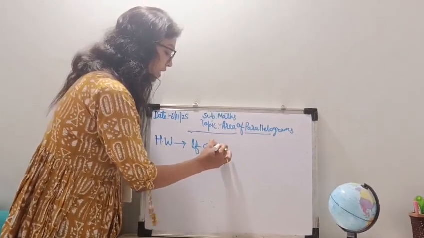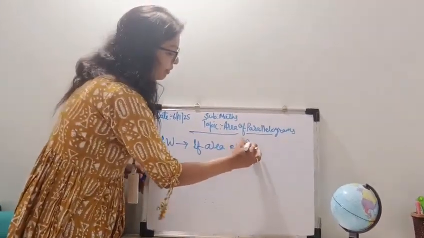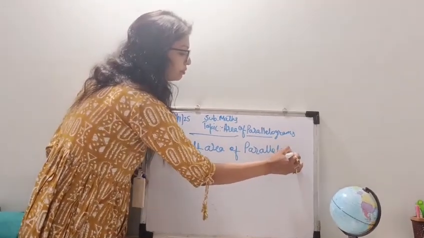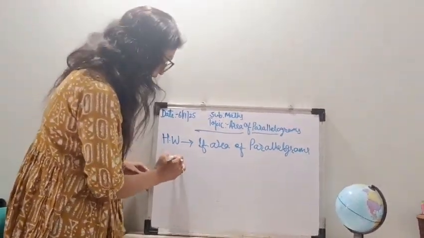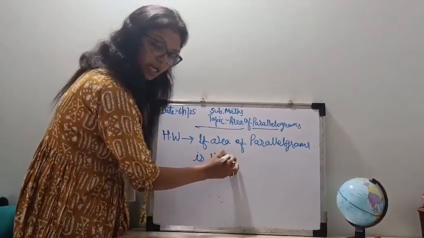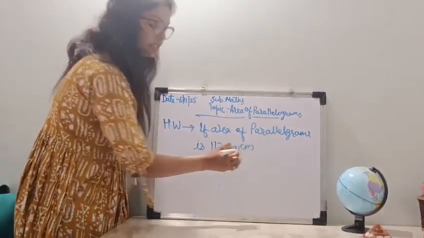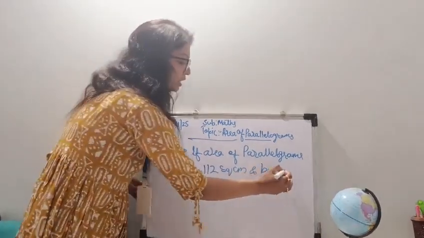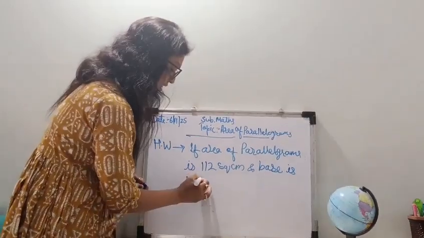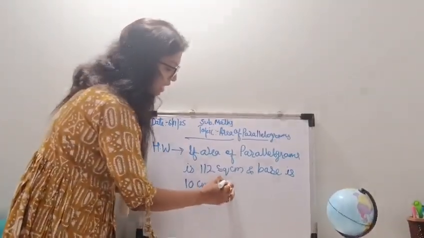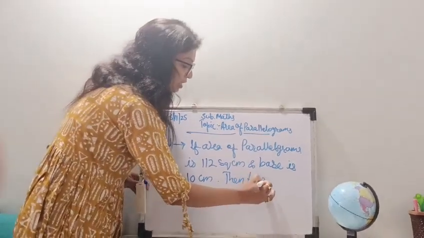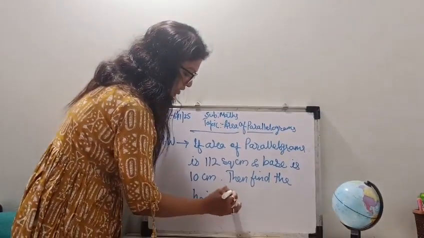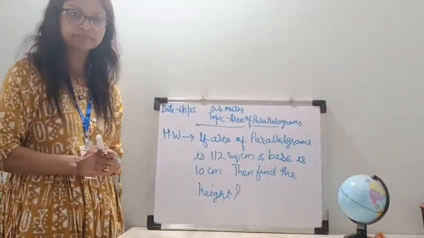If area of parallelogram is 112 square centimeter and base is 10 centimeter, then find the height. Easy?